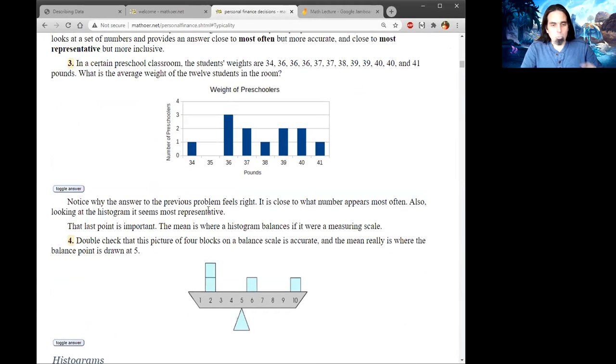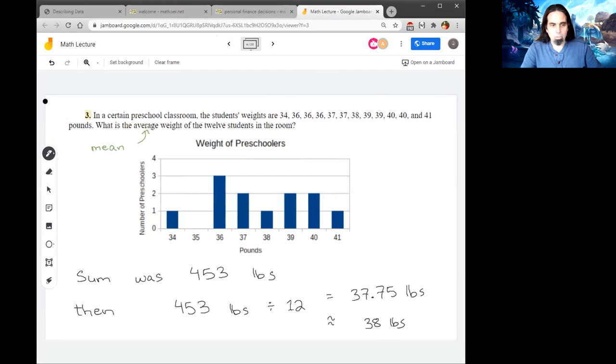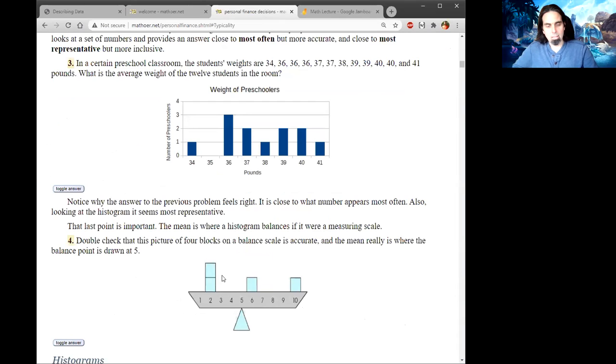So the answer to the previous problem feels right. If I was to mark where it is, 37.75, it looks like it's in the middle of all of this. Like if this was a teeter-totter, that's where the teeter-totter would balance. And that's true. So here's another one.